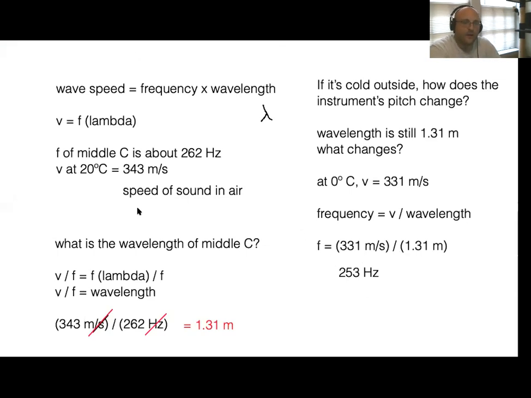So there are two parts to this question. First, under normal room temperature, I figured out what wavelength do you need to produce that. And it turns out that wavelength you get, it's about 4 feet long, but it's also about twice the length of a flute. Now, if you keep that instrument length the same and you change the speed of sound by going out in the cold, that same wavelength produced by that same instrument body will give you a frequency of 253 hertz, which is audibly lower. So the instrument goes flat.